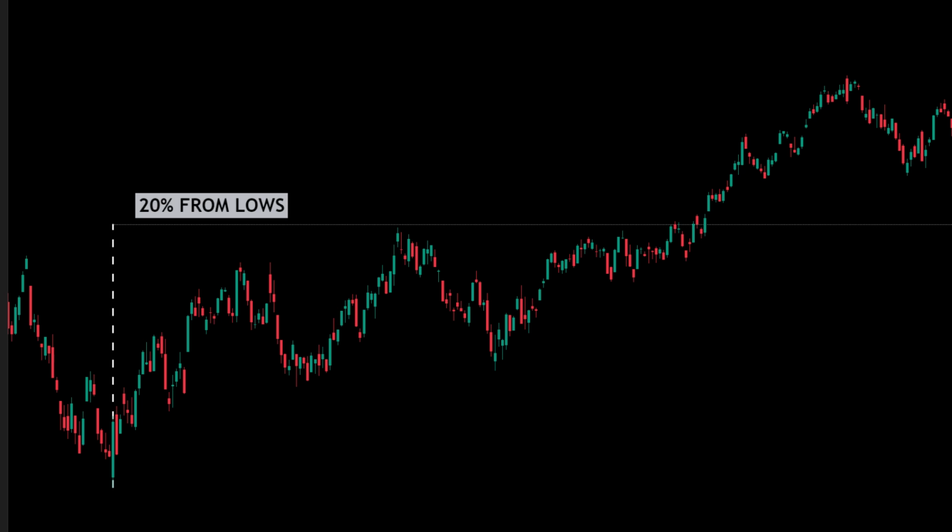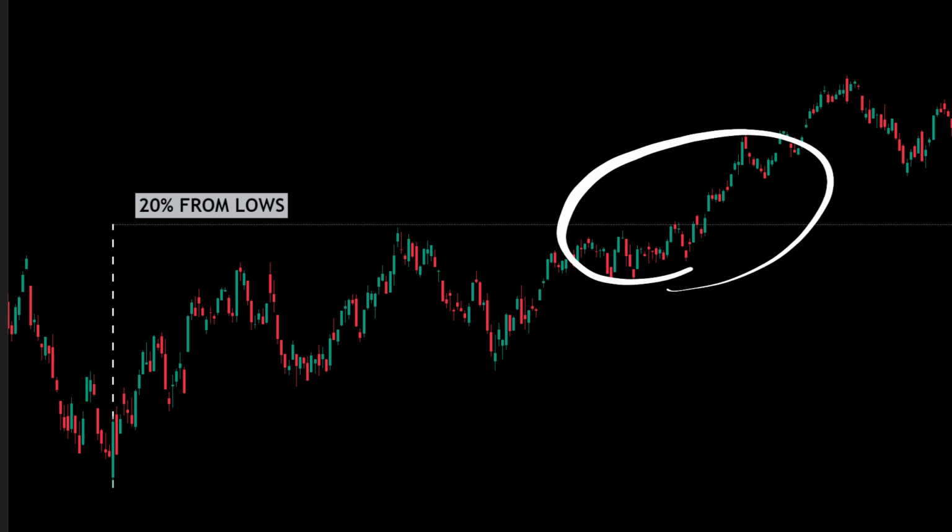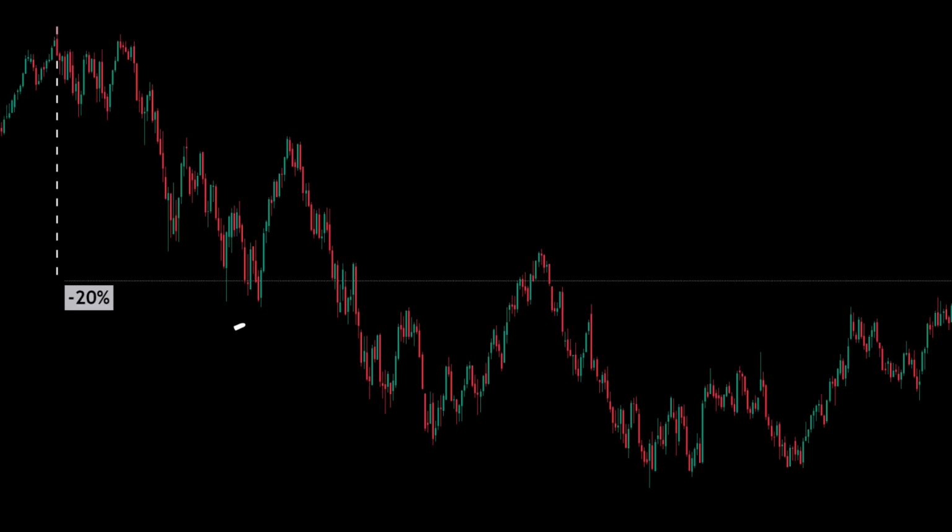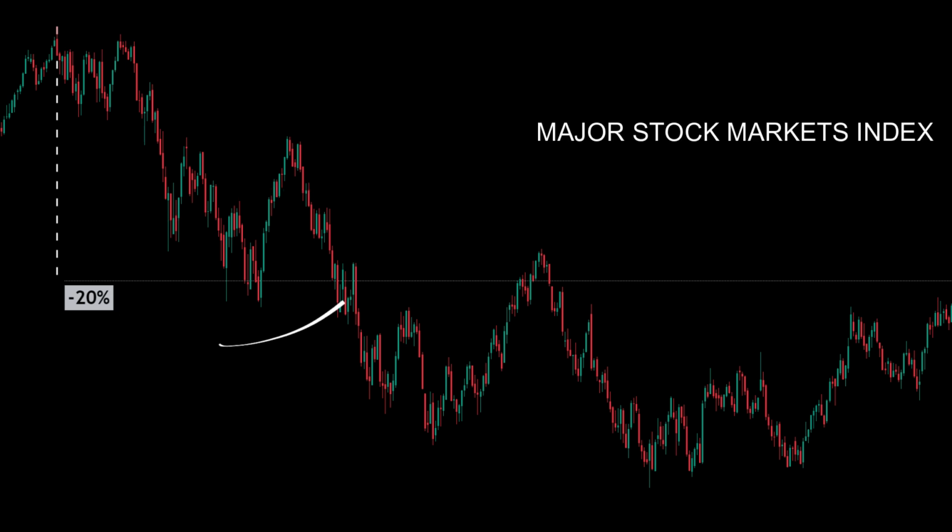A bull market is officially recognized when prices rise 20% from recent lows. A bear market is when prices fall 20% from recent highs. And this is in the market indexes, the major ones like the S&P 500.